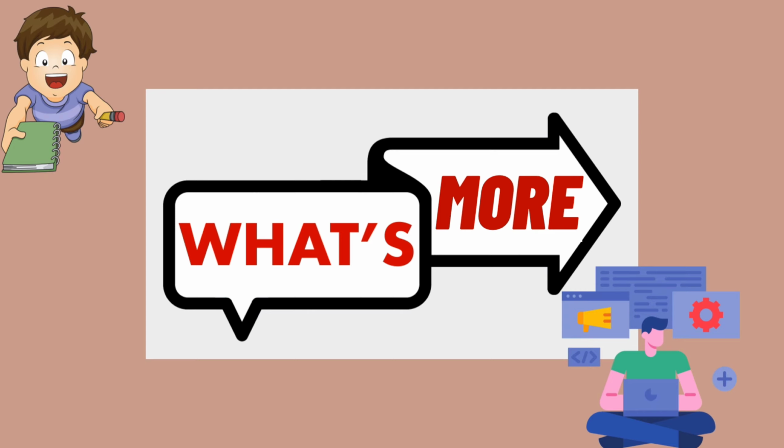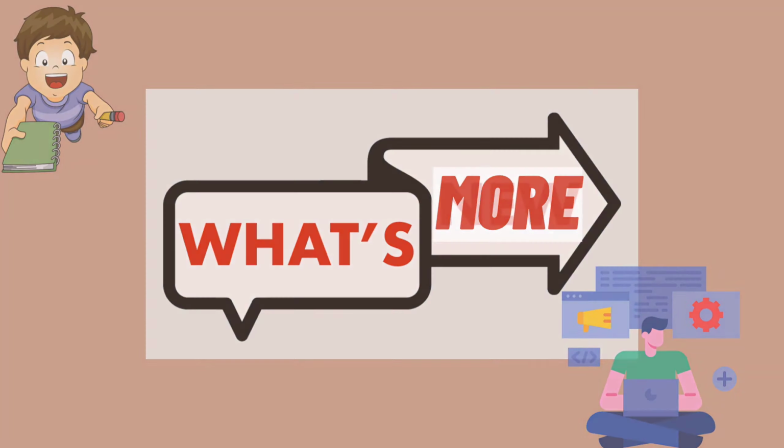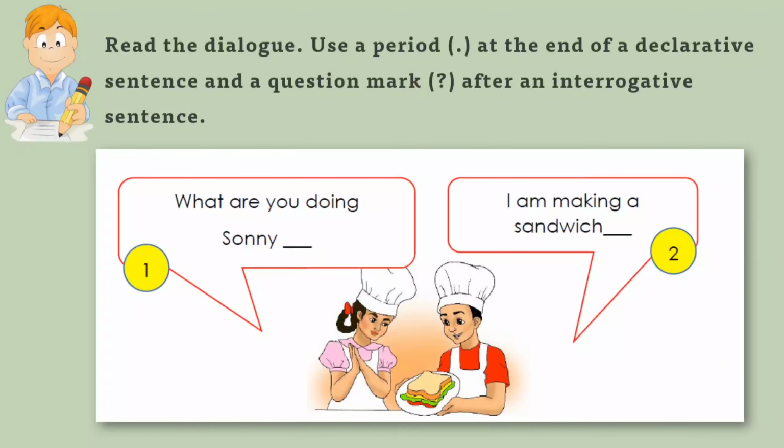This time, let us try if you really understand our lesson. In this activity, you are going to read the dialogue. Use a period at the end of the declarative sentence and a question mark after an interrogative sentence. Number 1. What are you doing, Sonny? What punctuation mark are we going to use? Very good. We will use a question mark.